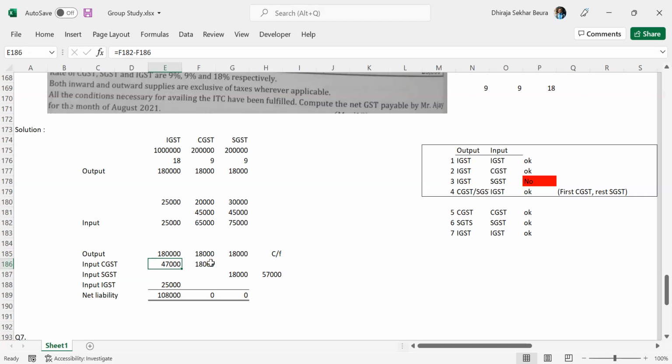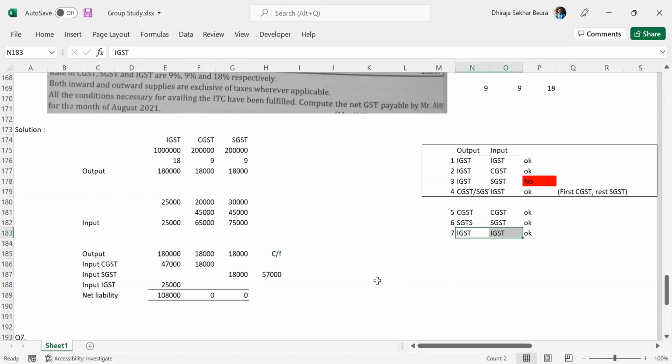Once we are done with that, then only we go to SGST. SGST, we have 18,000 liability and we have credit of 75,000. Obviously, we will utilize 18,000 only, right? That is as per sixth scenario. Then the balance that is left out after 18,000, 57,000, that will be carried forward. That is as per scenario 3. Now the balance, what is left out? IGST credit we have 25,000. The whole 25,000 can be adjusted because the liability is way more, 1,80,000. Yes, that is as per scenario 7.